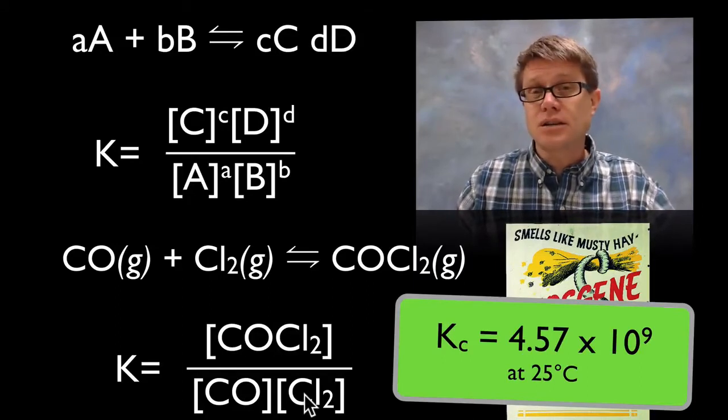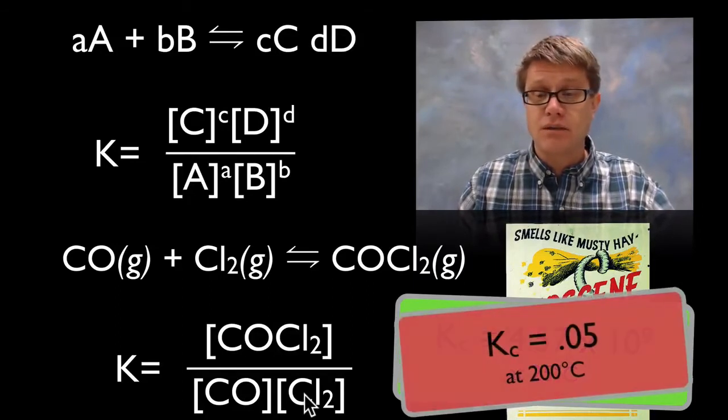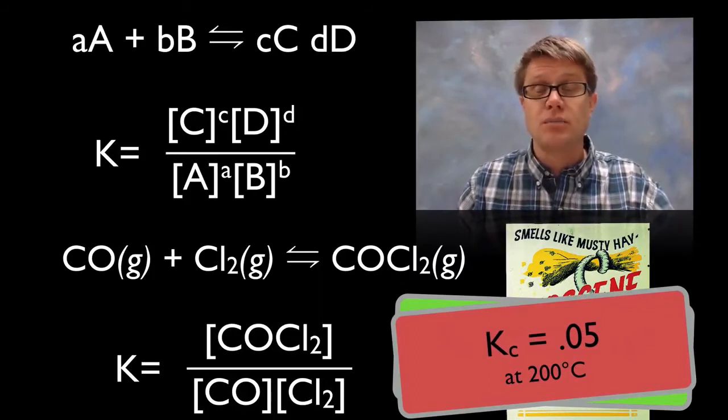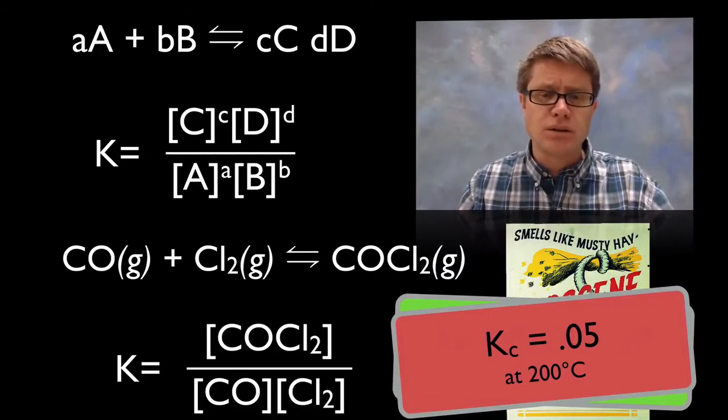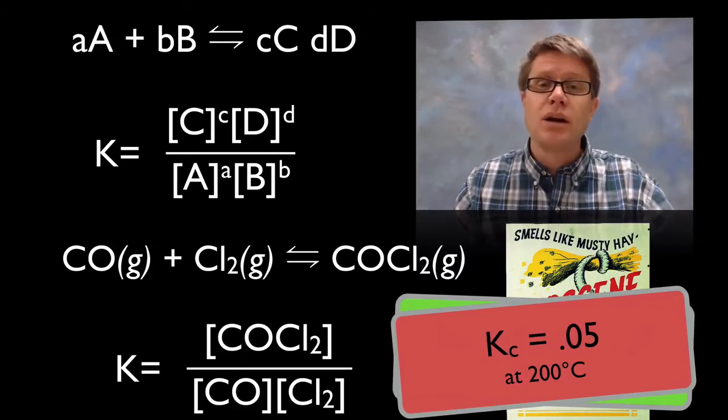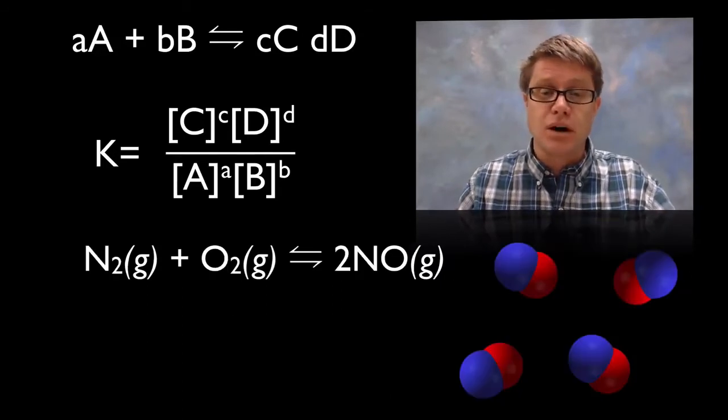Now, if we were to change the temperature, we can actually change that K value. If I change that temperature to 200 degrees Celsius, so if I make it a really high temperature, you can see that our K value is going to be much lower. What does that mean? It's going to be shifted back towards the left, and we're going to have way more of those reactants than we do products.